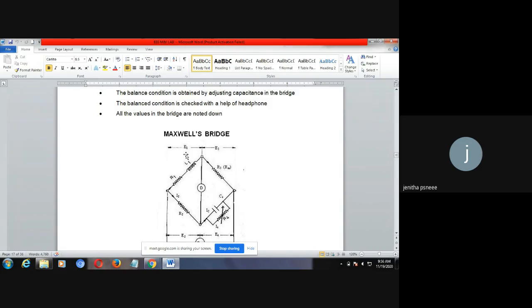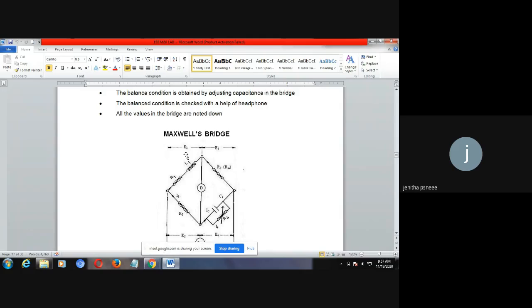Similarly, if you use the CRO, you will be getting some oscillations or some waveform. The waveform will be sinusoidal. But when you balance the bridge, if you identify the balancing point and substitute that value, then the CRO will show you 0. Initially some waveform will be shown in the CRO, but if you balance the condition, it will show you 0.